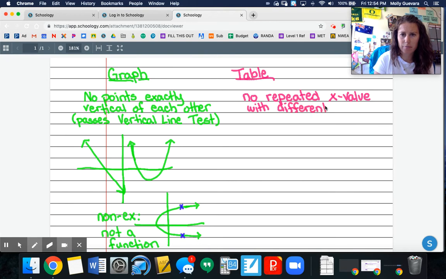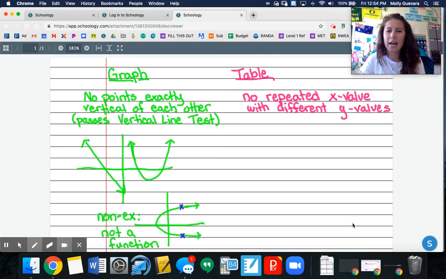Different y values. Right? Because I can't have two x's, I can't have one x go to two different y's. So if I have like 2 and 3 and then 2 and -5, that's no good. I can't have that. Okay?